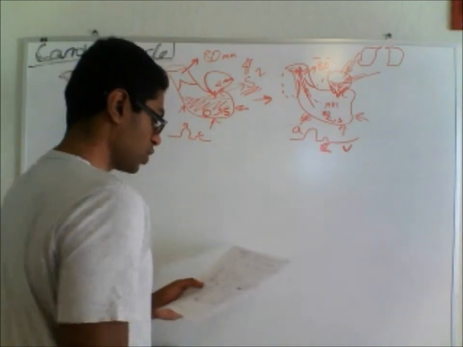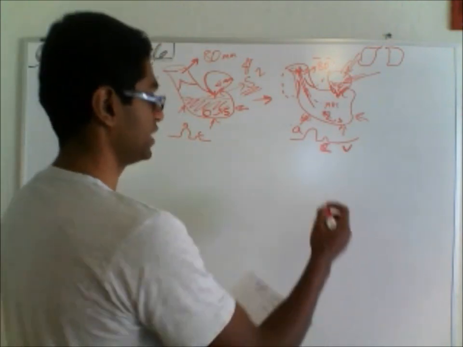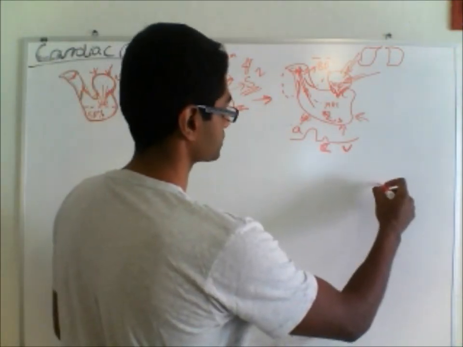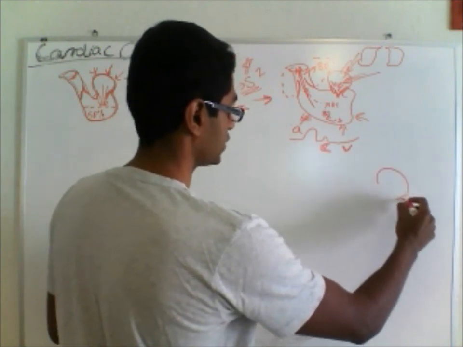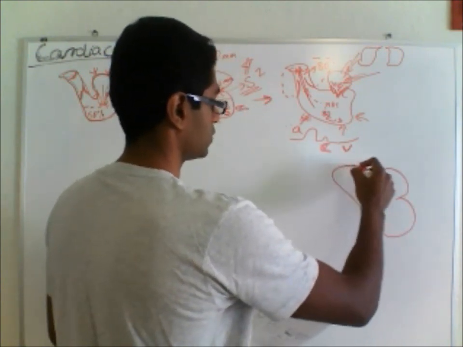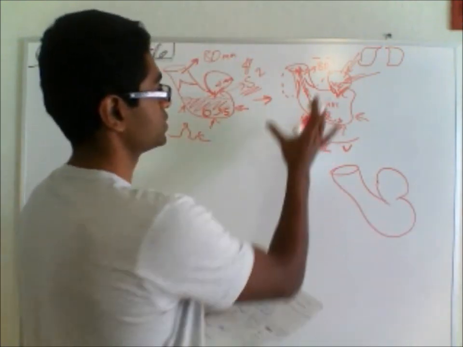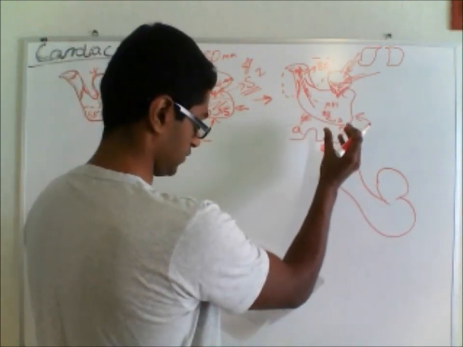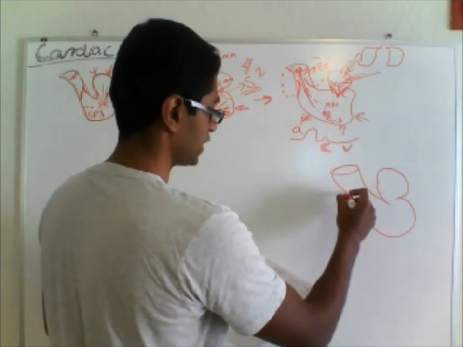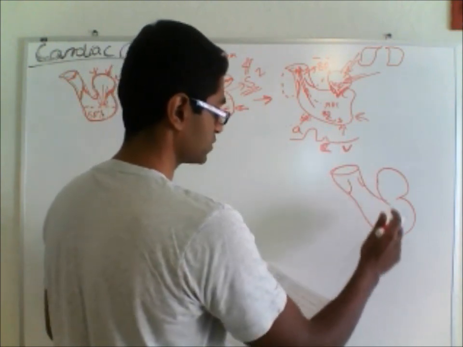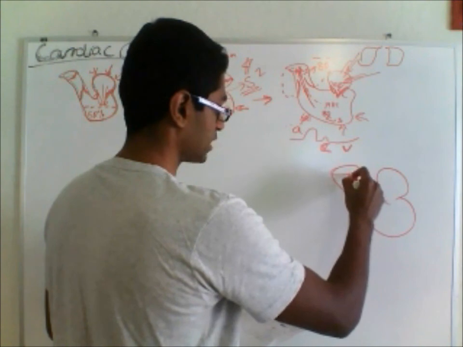This is called the slow ventricular ejection phase, and I'll explain why that is. Here you have the atrium, ventricle, aorta. Now the ventricle continues to squeeze out. The valve is still open, but blood is going out slowly.